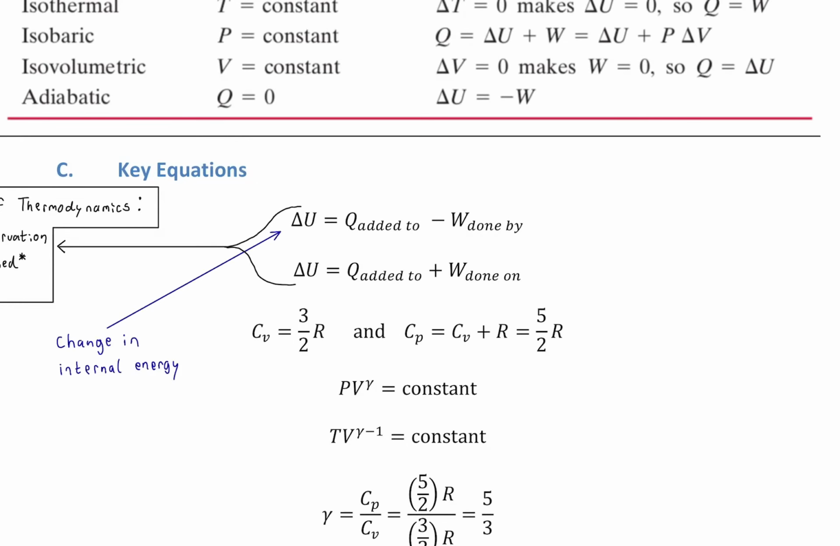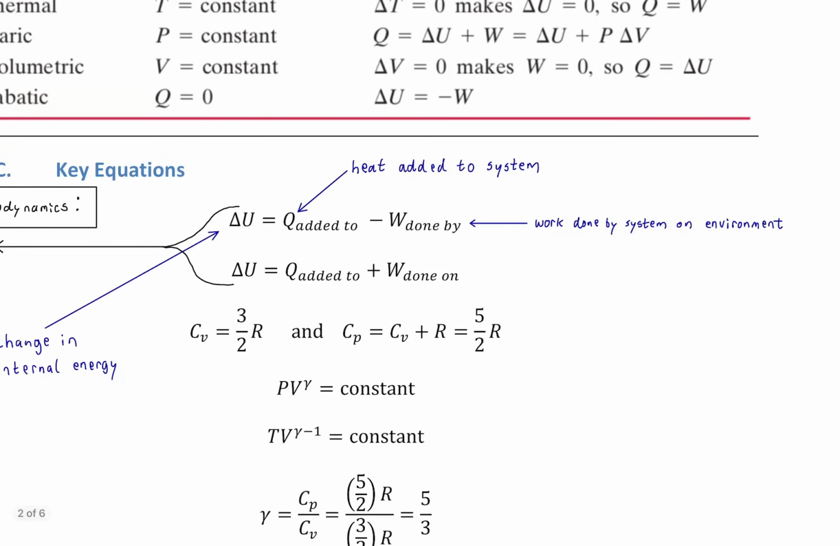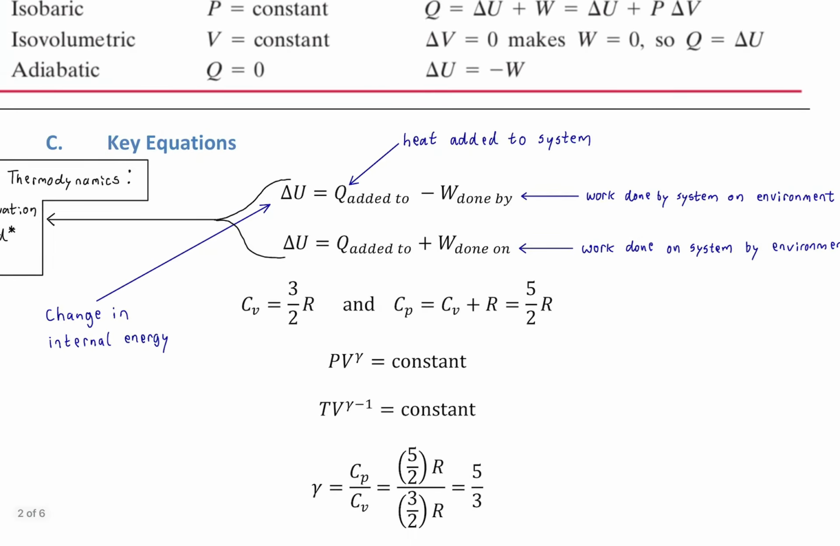Well, for an ideal gas, first I've got some other labels here. The change in internal energy is delta U. Q is heat added to the system, and then work here is work done by the system on the environment, and this one is work done on the system by the environment. See? Prefixes are so important. On, by, on.